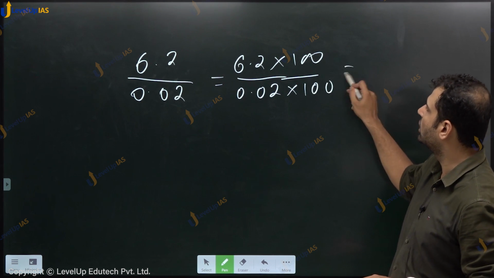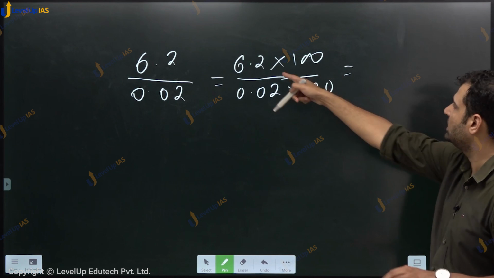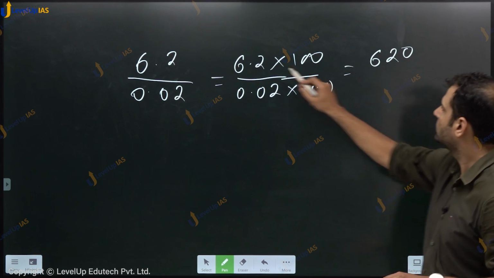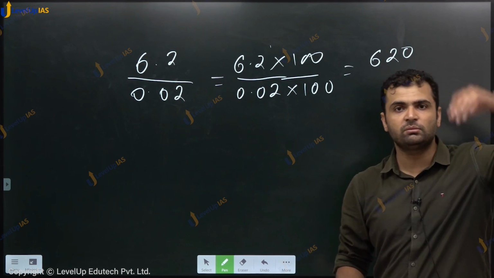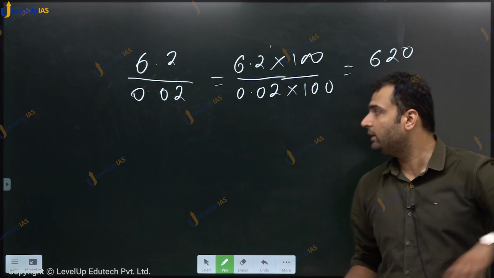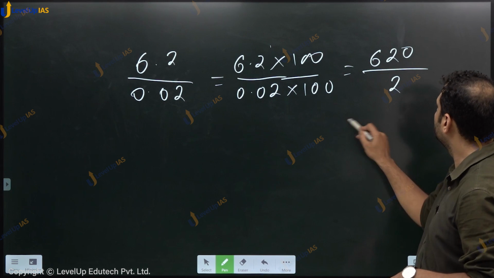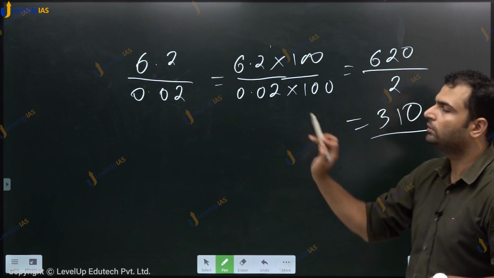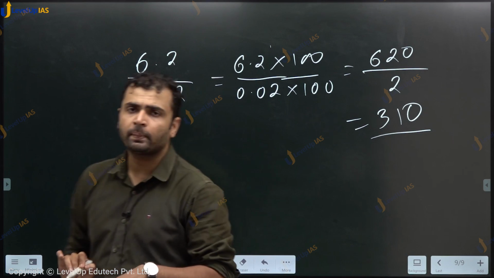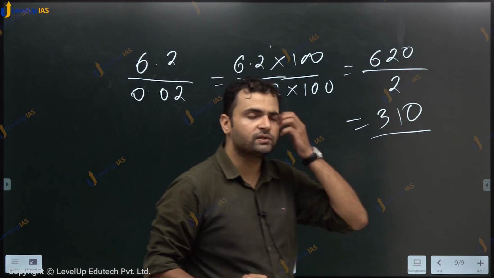You'll get rid of the denominator. You'll get rid of the decimal point. यहाँ पे क्या आ जाएगा? 100 से multiplication मतलब shifting the decimal to the right. यहाँ पे भी shifting the decimal to the right by 2, so you'll get 2. क्या आएगा? 310. Same answer same आएगा, and you'll be able to do like this as well.